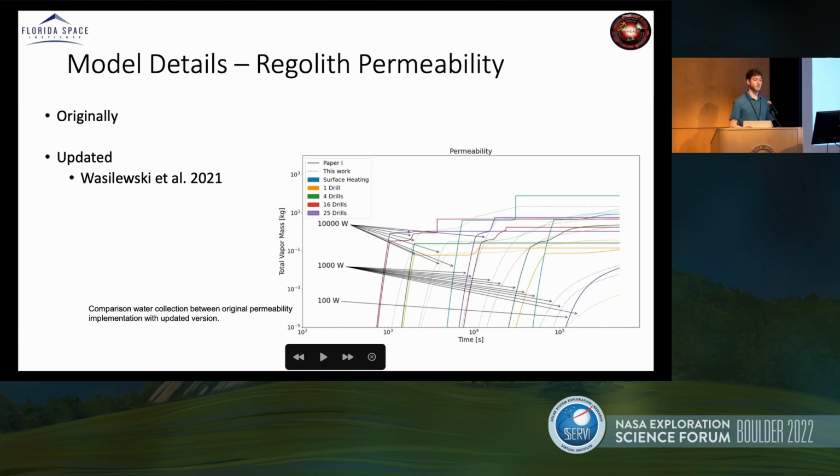Last year, a paper was published studying something very similar to this in actual lab environments, trying to heat up regolith in icy, lunar conditions, and refining an equation for permeability that takes into account not only the regolith, but the ice within it, which actually impacts quite a bit, as we can see here, where productions are severely suppressed and severely delayed in the time it takes.